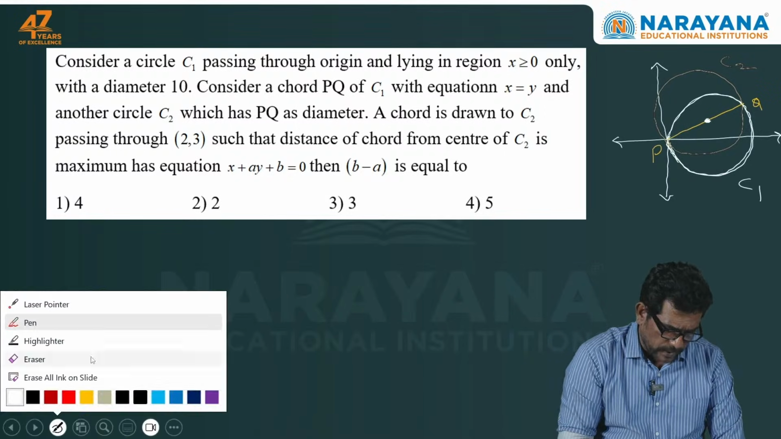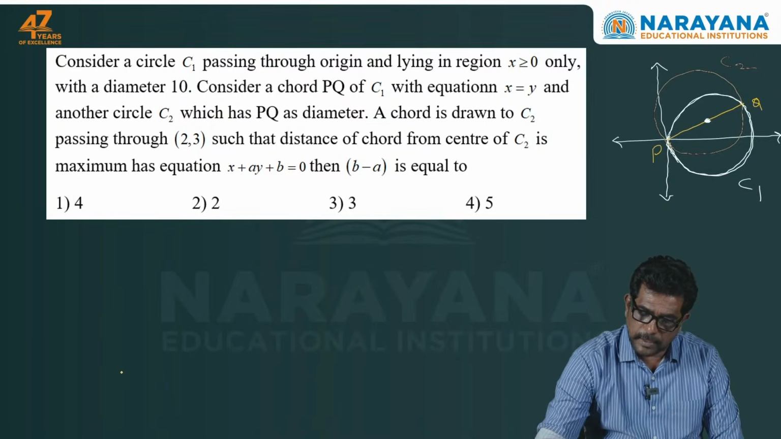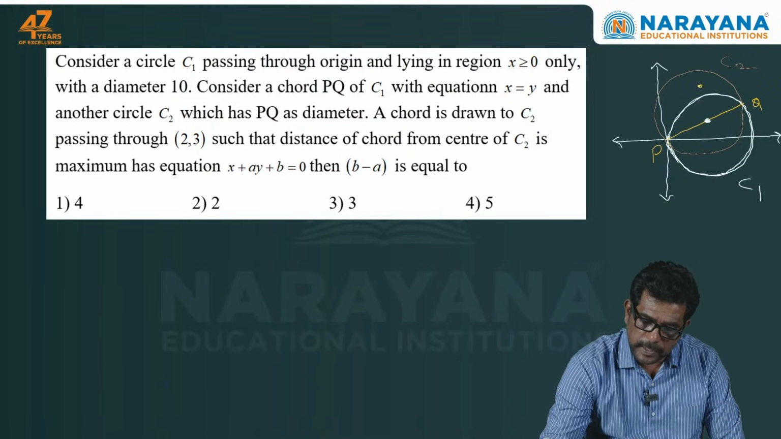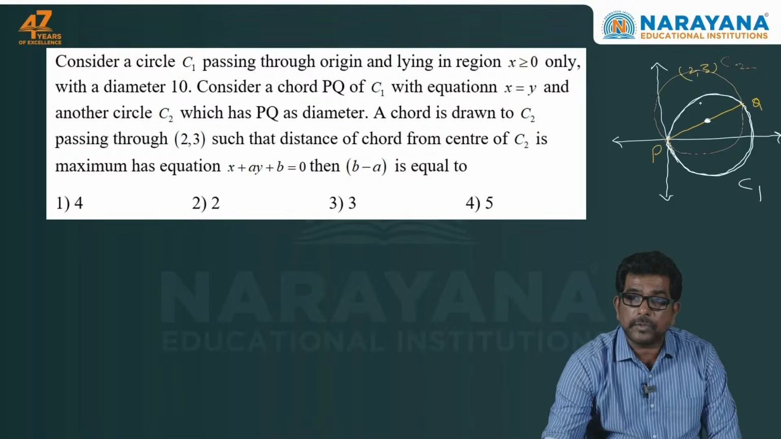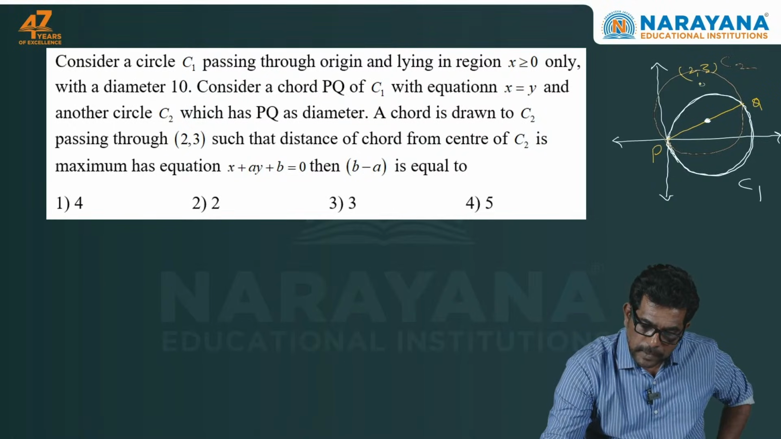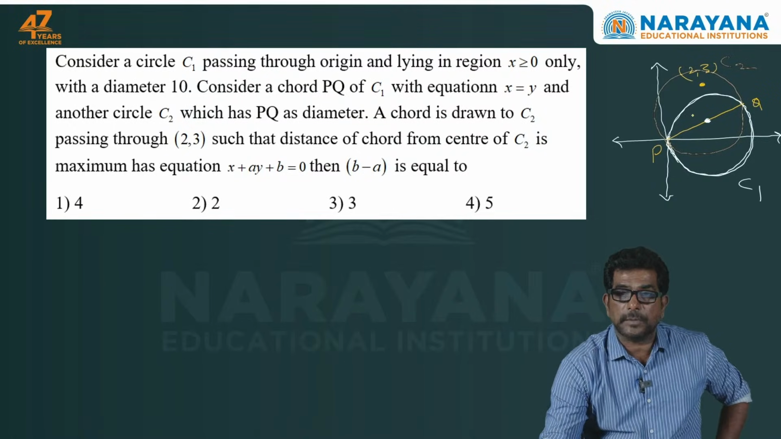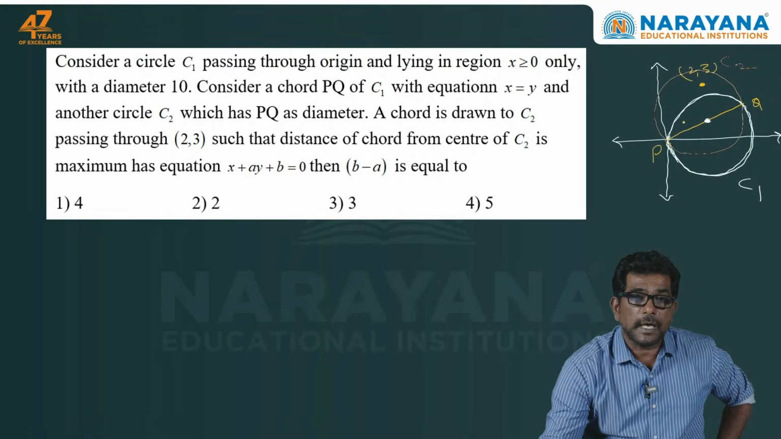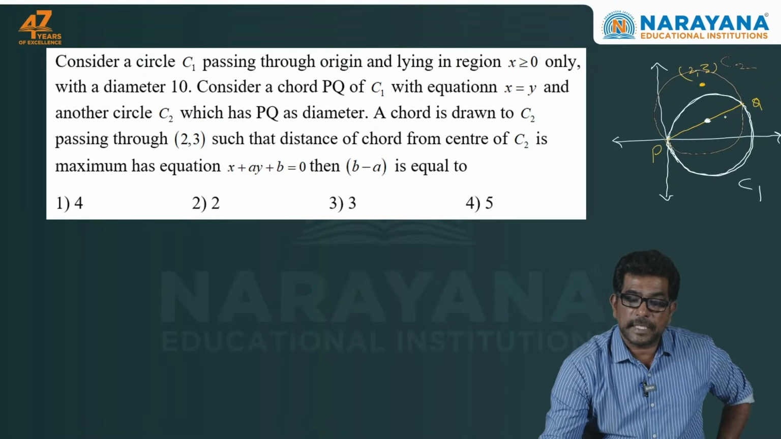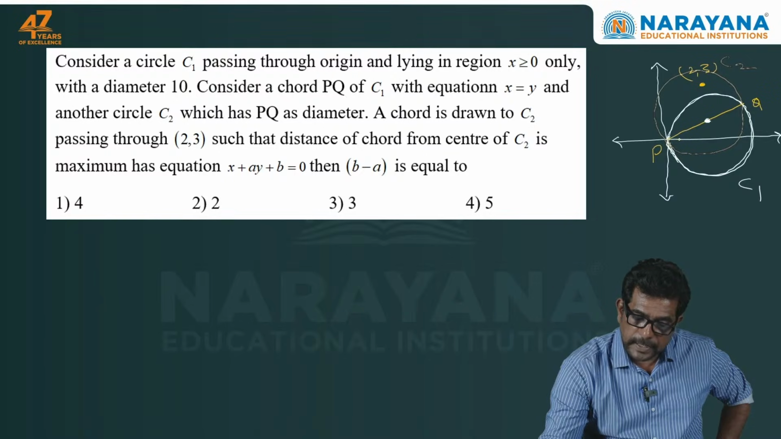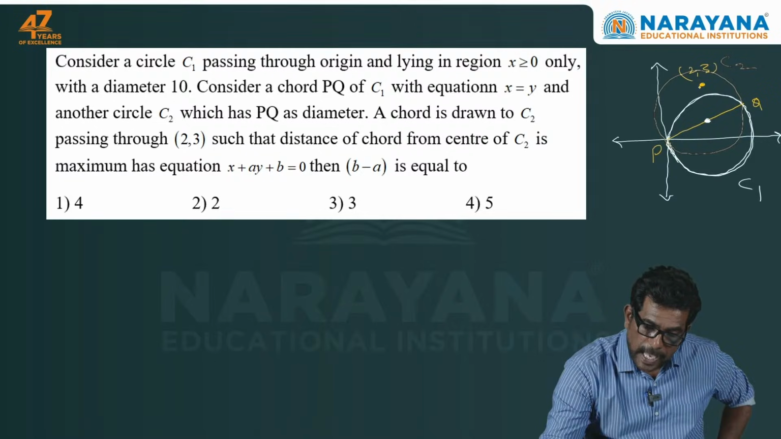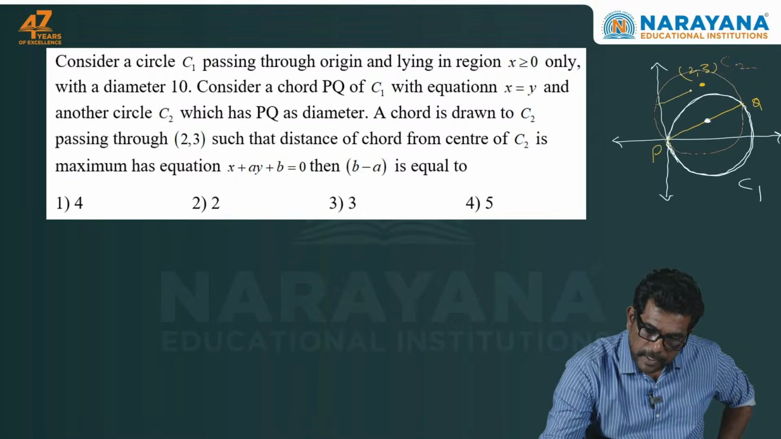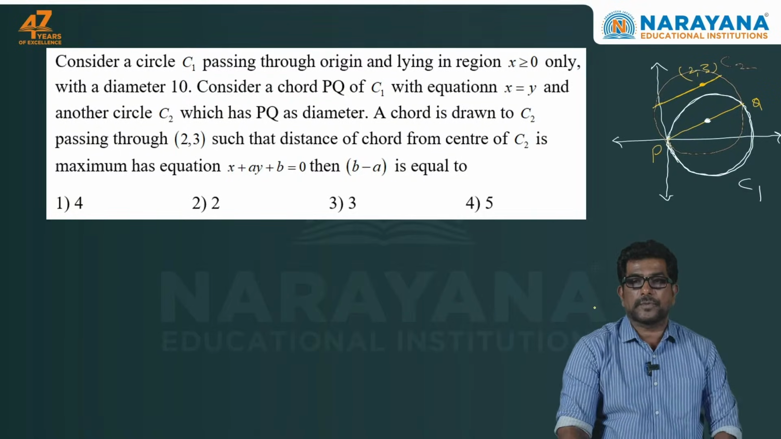How is it possible? Observing, there are so many chords possible. Suppose this is (2, 3), a point. Now through (2, 3) there are so many chords possible. Out of all these, the one having the maximum distance is the chord that is always parallel to PQ; only then does that chord have the maximum distance. That is, the required chord is like this one. The required chord is parallel to PQ.